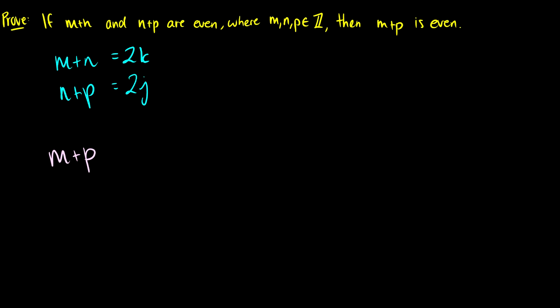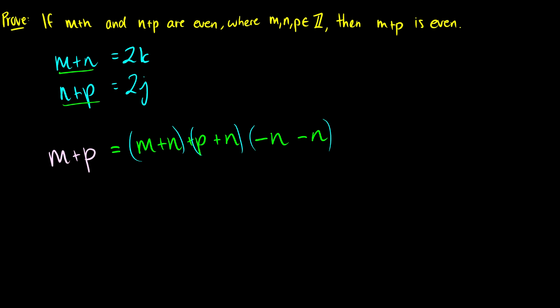So we have m plus n, we have n plus p. So m plus p is going to be equivalent to, we're going to add an n to m, and then we'll subtract it later. So this is still equal to m. And then we're going to add p and add an n, and then subtract n again. So m plus p equals m plus n, plus p plus n, minus n. These are equivalent statements. So essentially we're adding 0, but we're doing it in a very special way. So now we can group these things together.